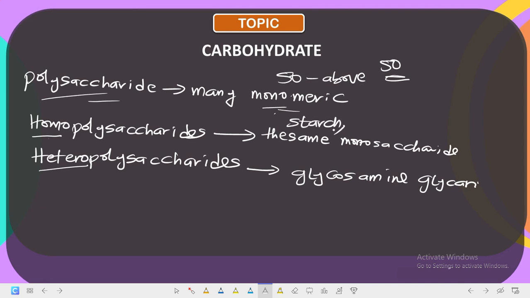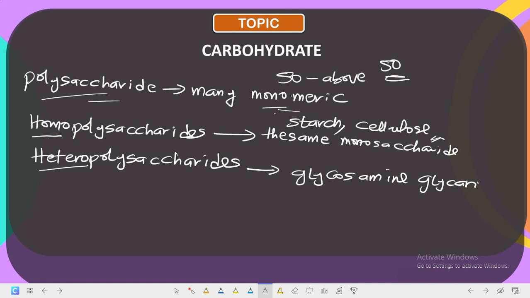An example is starch, and then you have cellulose. All these ones are homopolysaccharides. Is that understood? So homopolysaccharides are polysaccharides that consist of one type of monosaccharide subunit. You can take it like that.